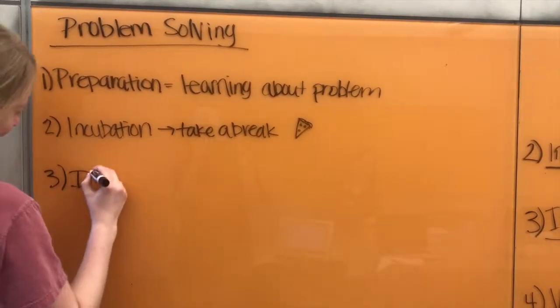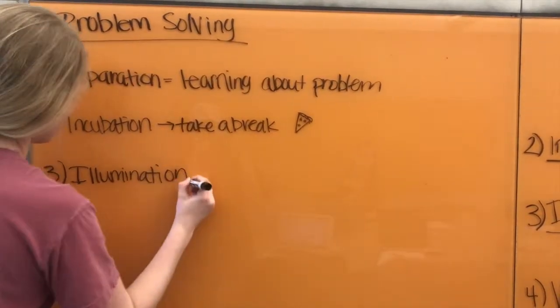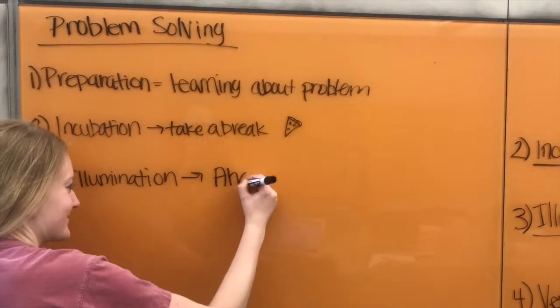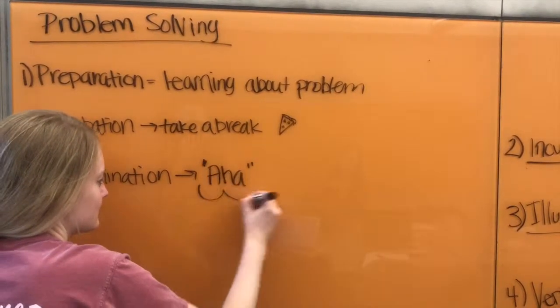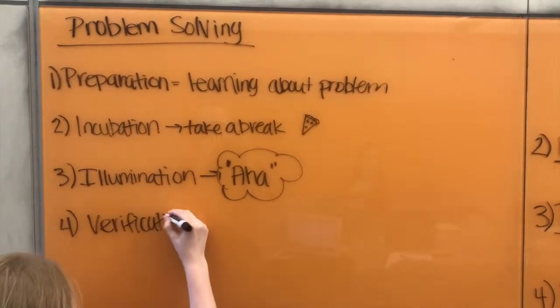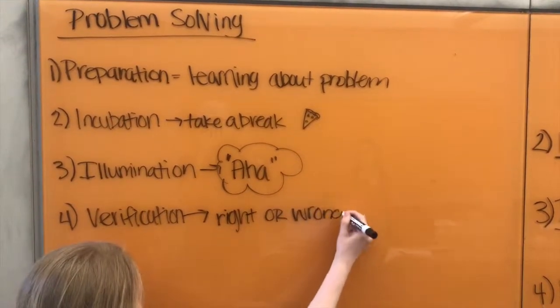The third stage is illumination. Illumination is when you recognize the solution to the problem. This might come through insight, that aha moment we were talking about, or you might have to use a more systematic approach. The fourth stage is verification. Verification involves checking your answer to make sure you have reached the correct solution.